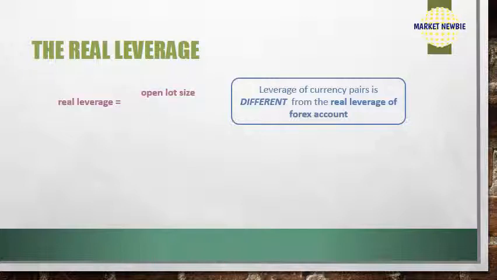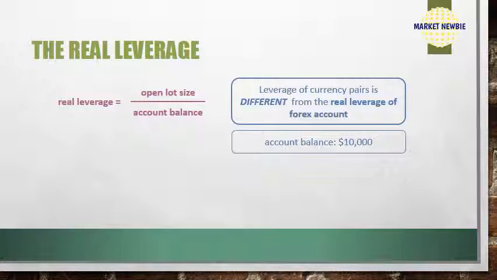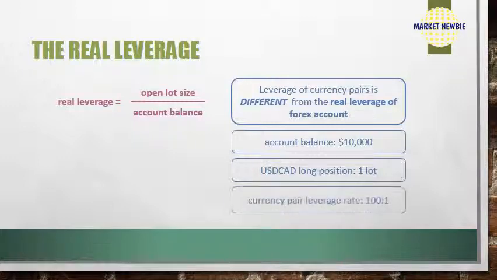Here is a formula to calculate it. It equals the open lot size divided by your account balance. Let's take a look at an example. Let's say Lisa has a balance of $10,000 in her Forex account. She currently has a one-lot long position for a USD to CAD currency pair. This currency pair has a leverage rate of 100 to 1.